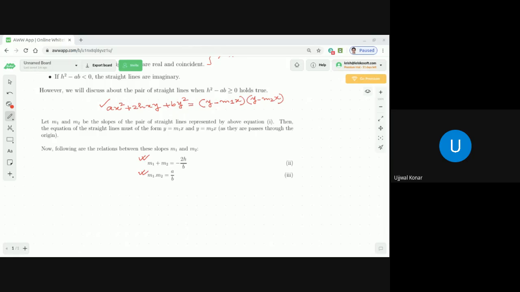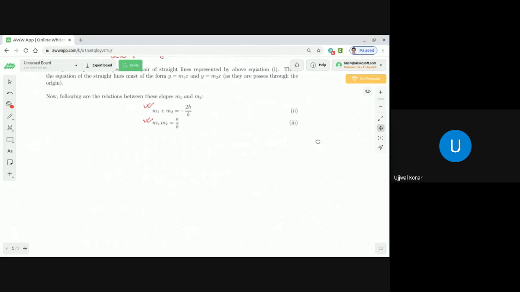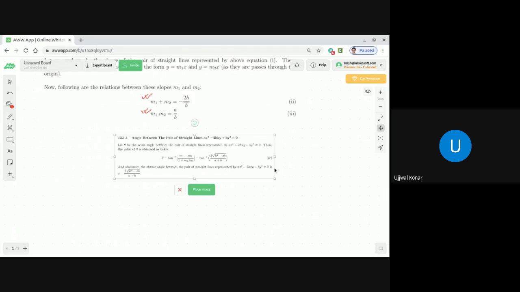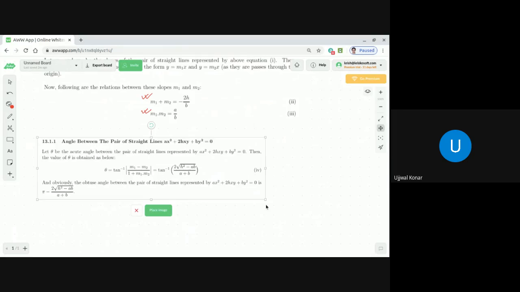If theta is the acute angle between the pair of straight lines represented by ax square plus 2hxy plus by square equal to 0, that means eventually it is represented by y equal to m1x and y equal to m2x, then what will be theta? Let's find it out. Let me first take that portion from the study material and show it to you. After that, I will explain exactly how we derived it.